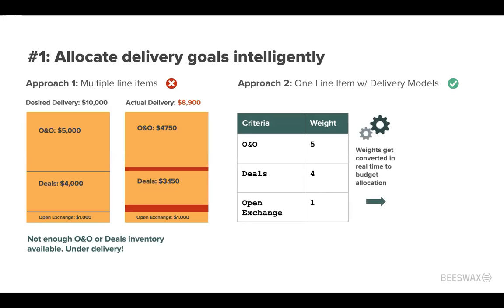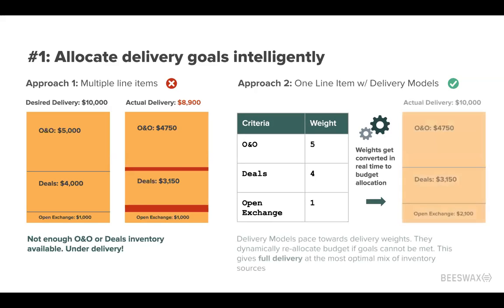And what our system does is convert those weights into budget allocation. And it does 2 things. It will pace towards those delivery weights, so it will do its best to spend the $5,000 on owned and operated, et cetera. And it will do something else: if it cannot meet the budget of a specific row in this model, it will dynamically reallocate the budget to the other rows to ensure that there's full delivery.